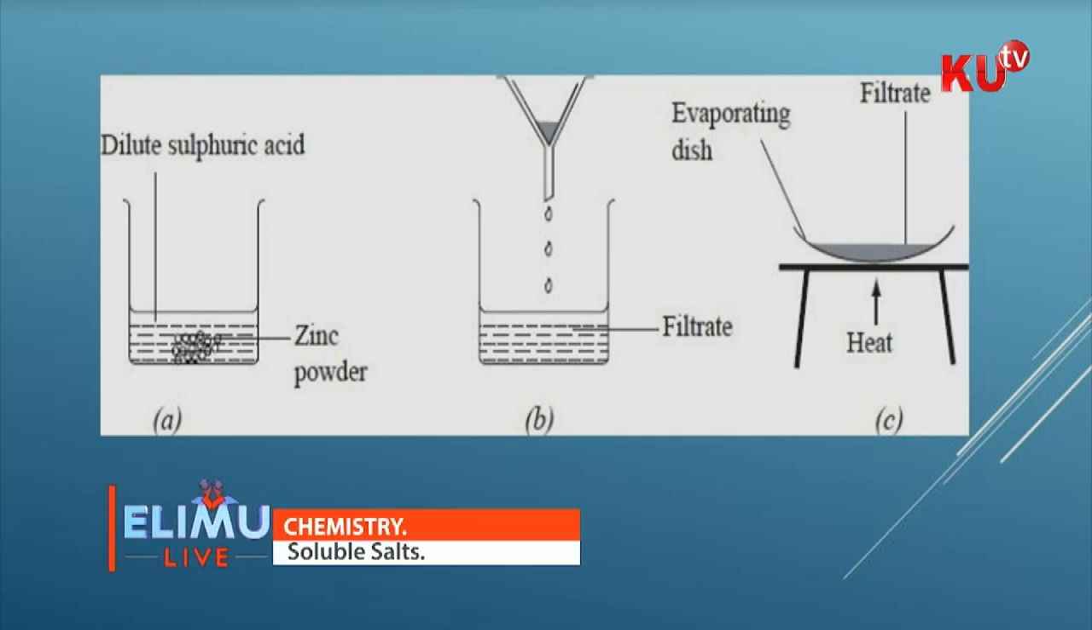Now you take that filtrate and put it in an evaporating dish. You evaporate that filtrate to dryness. After you've evaporated the filtrate, crystals will be formed. The crystals formed are zinc sulfate.